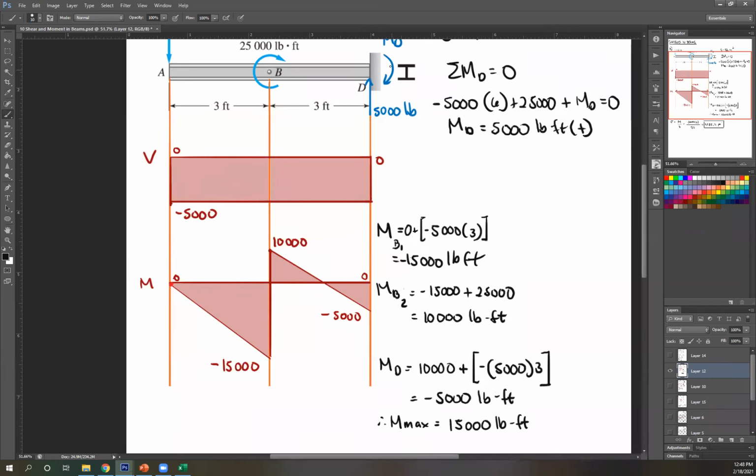And then there's a reaction here, your moment reaction, which is positive 5,000. So you just go up by 5,000. Negative 5,000 plus 5,000 is 0. You start at 0 and end at 0, so that's the correct moment diagram. Again, the question here is the maximum flexural stress, bending stress. So just get the highest value in your moment diagram, and that is 15,000. Therefore, M max is 15,000.